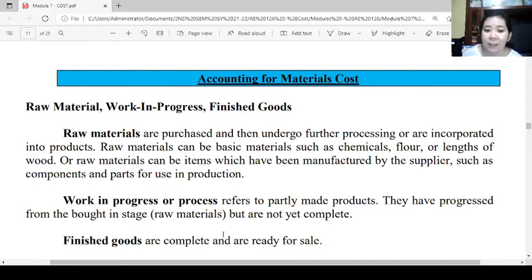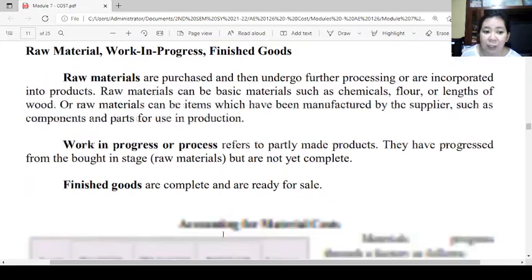That's for raw materials. When we say work in progress or process, this refers to the partially made products, meaning raw materials that have undergone production but are not yet completed. And for finished goods, these are complete and ready-for-sale inventory.